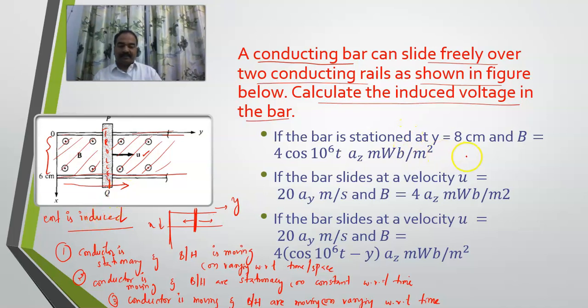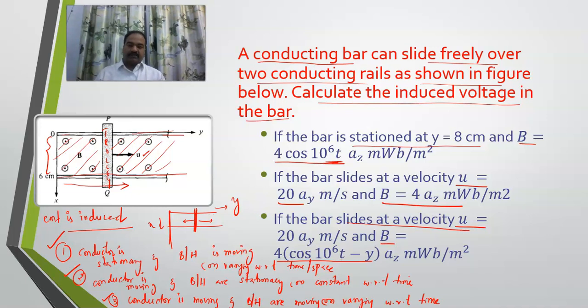So here in this problem, three different cases have been given. So we should determine the EMF in each of these cases. In the very first case, the bar is stationary at this position, whereas B is varying with respect to time. It is dependent on time. So case 1. Case 2, the bar is moving with velocity, whereas B is independent of time, which means it is constant with respect to time. Case 2. The third one, the bar is sliding with a velocity, which means it is moving physically, and B is also varying with respect to time. Case 3.